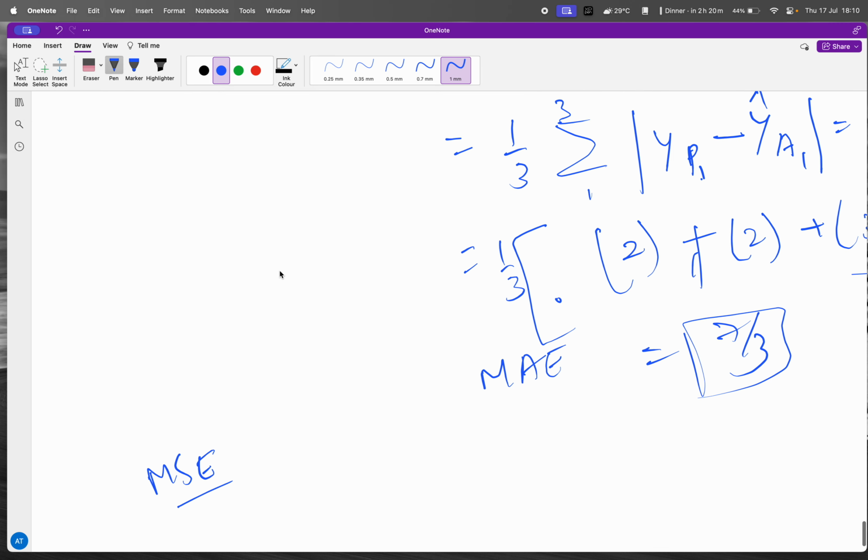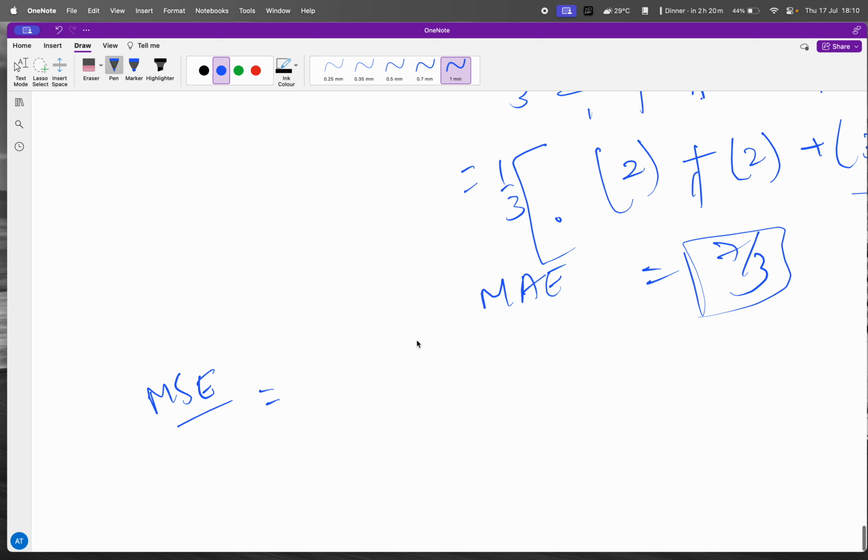MSE. Mean squared error is nothing but, let's find mean squared error. See guys, I'm not feeling well now.